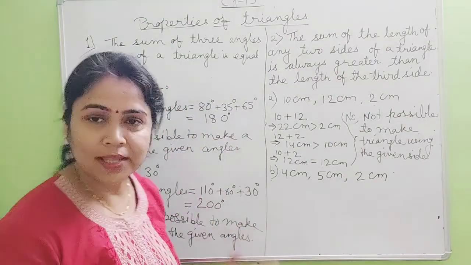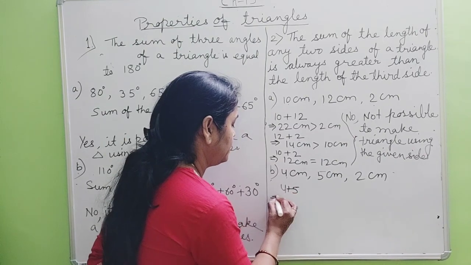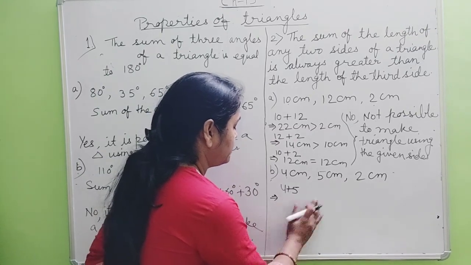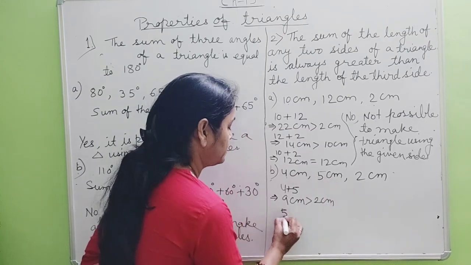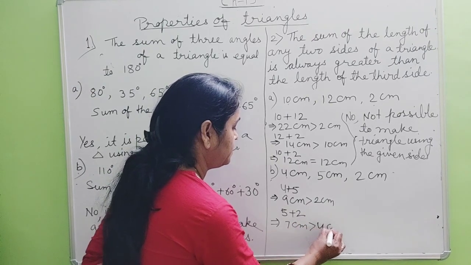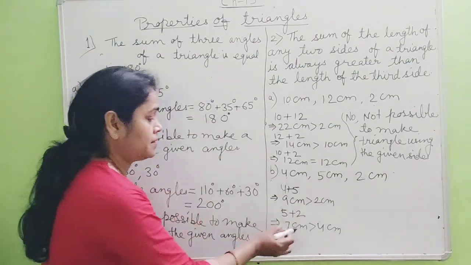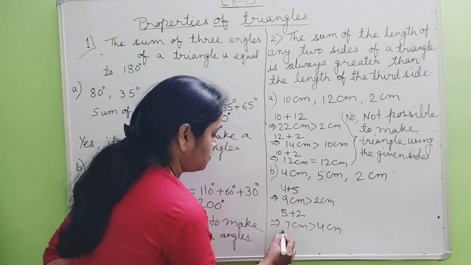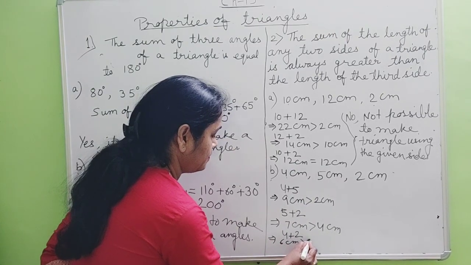So yes, in all the conditions. Just see, 4 plus 5 I am doing. What did I get? 9. 9 is greater than 2. I can write centimeter also: 9 centimeter is greater than 2 centimeter. Now 5 plus 2 I am doing. 7 centimeter is greater than 4 centimeter. What is left here? 5 and 2 I have done, then 4 is left. Next is 4 and 2. So 4 plus 2, I get 6. 6 centimeter is greater than 5 centimeter.